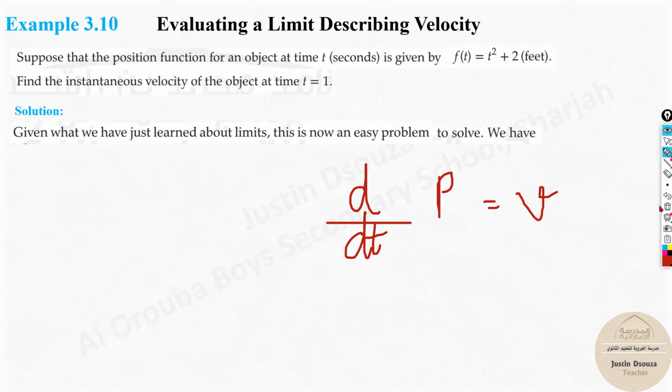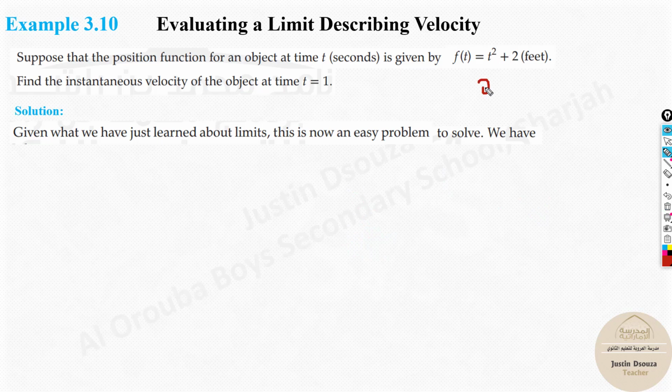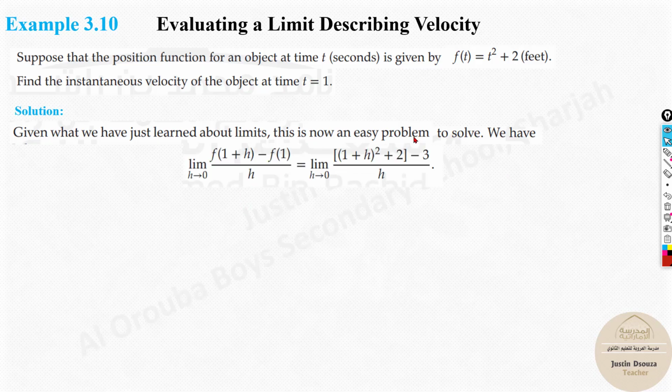If you remember in physics, you might have gone through differentiation before. So differentiation of this will become 2t plus constant, which is 0. So the answer is 2t, right? What is the value of t? 1. So substituting 1 into 2t, the answer is 2. So this is the velocity, 2 feet per second. Now, we will learn this in the next chapter, but for now, if you're solving this problem, then we have this particular thing: limit as h tends to 0, f of 1 plus h minus f of 1, divided by h.